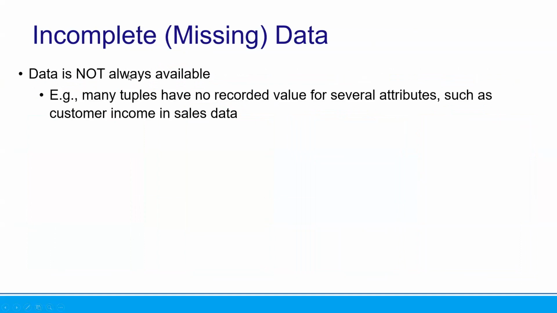Let's discuss the incomplete or missing data first. Data is not always available. Many tuples have no recorded value for several attributes. Let's say customer income in sales data. People do not want to share their income. So there might be a lot of missing data in the attribute income.